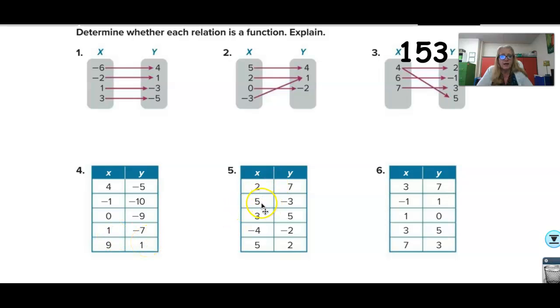But when you look at number 5, notice that here's a 5 and here's a 5. Here 5 becomes -3. Here 5 becomes 2. That makes that not a function. All right, each x must have only one result, one y result. So over here again, we're looking for duplicates in the x column. We have 2 3s. This 3 maps to 7 and this 3 maps to 5. Not a function.